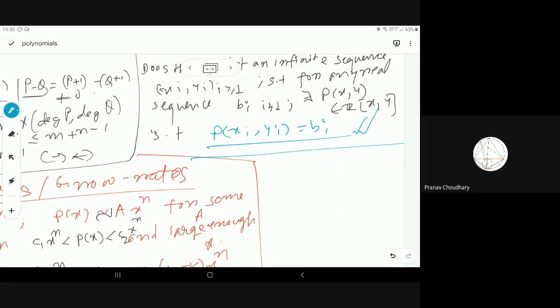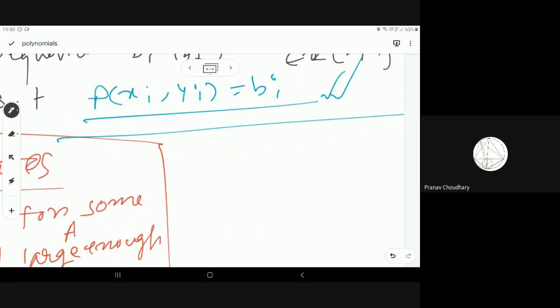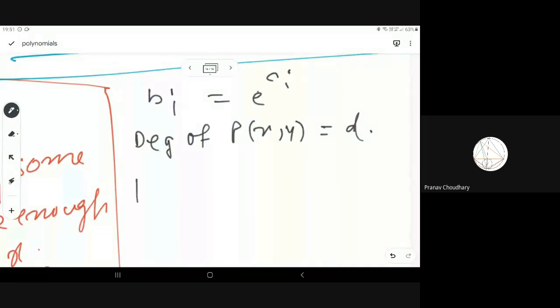First, note that the sequence xi comma yi must be unbounded. Because if it's bounded, then you just pick bi to be any unbounded sequence, and you can't have the polynomial values obtained from a bounded sequence be unbounded. So first, xi comma yi must be unbounded. Now we take bi equals e to the ci. What ci is, we will determine later, so that it meets our purposes. Now we will just use stupid bounds. Suppose such a polynomial p exists for bi equals e to the ci, and suppose the degree of p(x, y) is d. Now note that any polynomial has a lot of terms of the form x to the k and y.